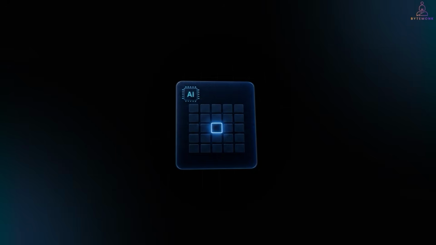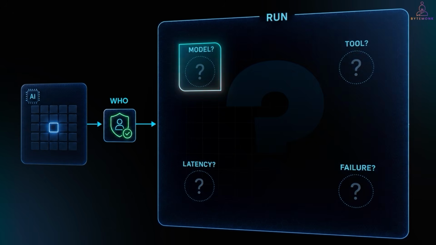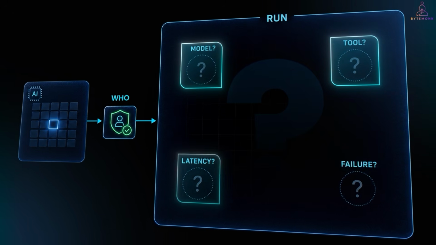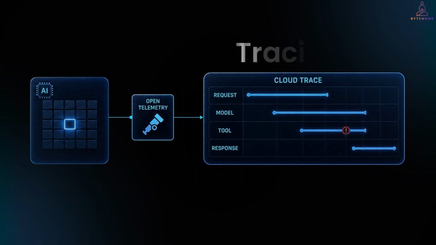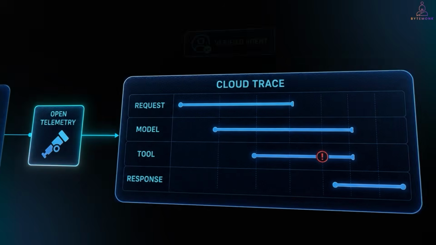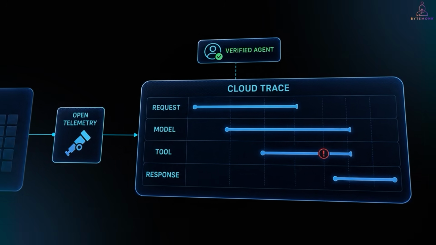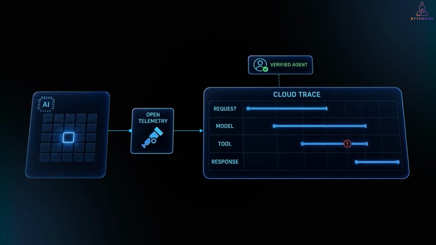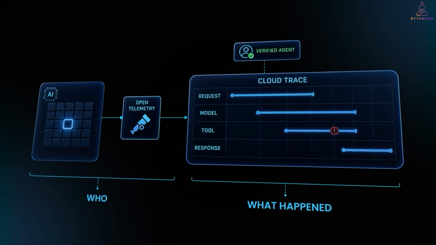Problem 2 was no audit trail. An identity tells you who acted. It doesn't tell you how the run unfolded, which model and tool calls happened, how long each step took, or where something failed. For that, we enable tracing, configuring the agent to send OpenTelemetry data into Cloud Trace. Now every run becomes a timeline, combined with identity that gives us both sides of the story, which agent made the request, and exactly what happened during that run.